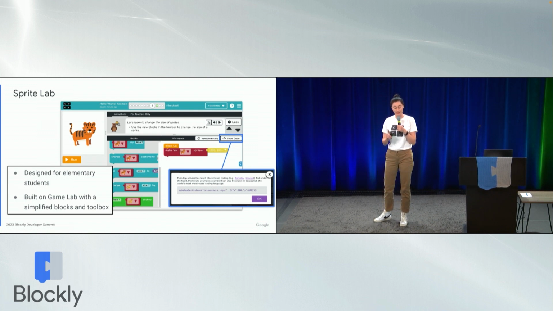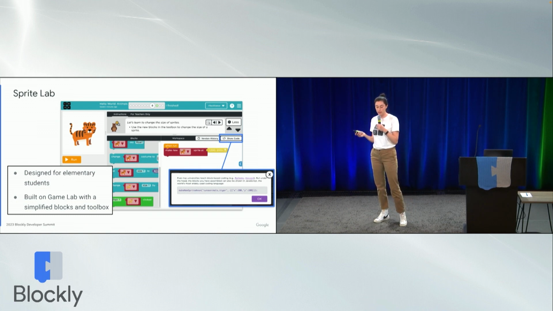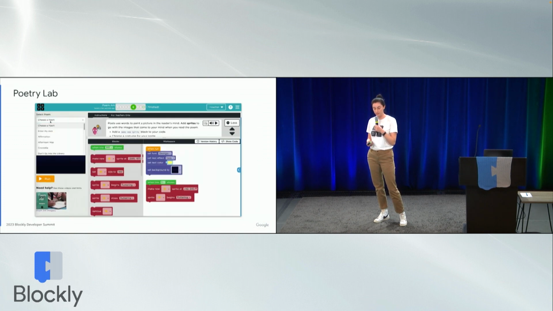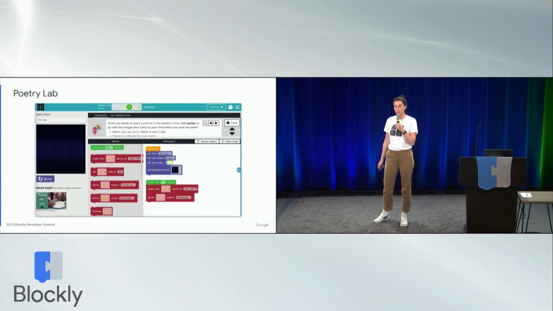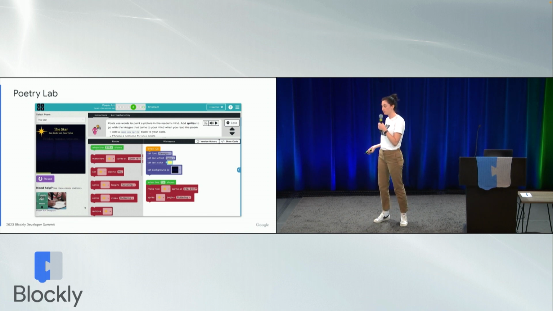In the play space, it looks very similar to Game Lab, but there's actually only one block here that's doing what 3 blocks did in Game Lab. Students also have the ability to see their code written out in JavaScript, but when they're programming, they're using Blockly rather than being able to type in JavaScript. From Sprite Lab, we created different child labs. So this is Poetry Lab, which inherits everything from Sprite Lab.